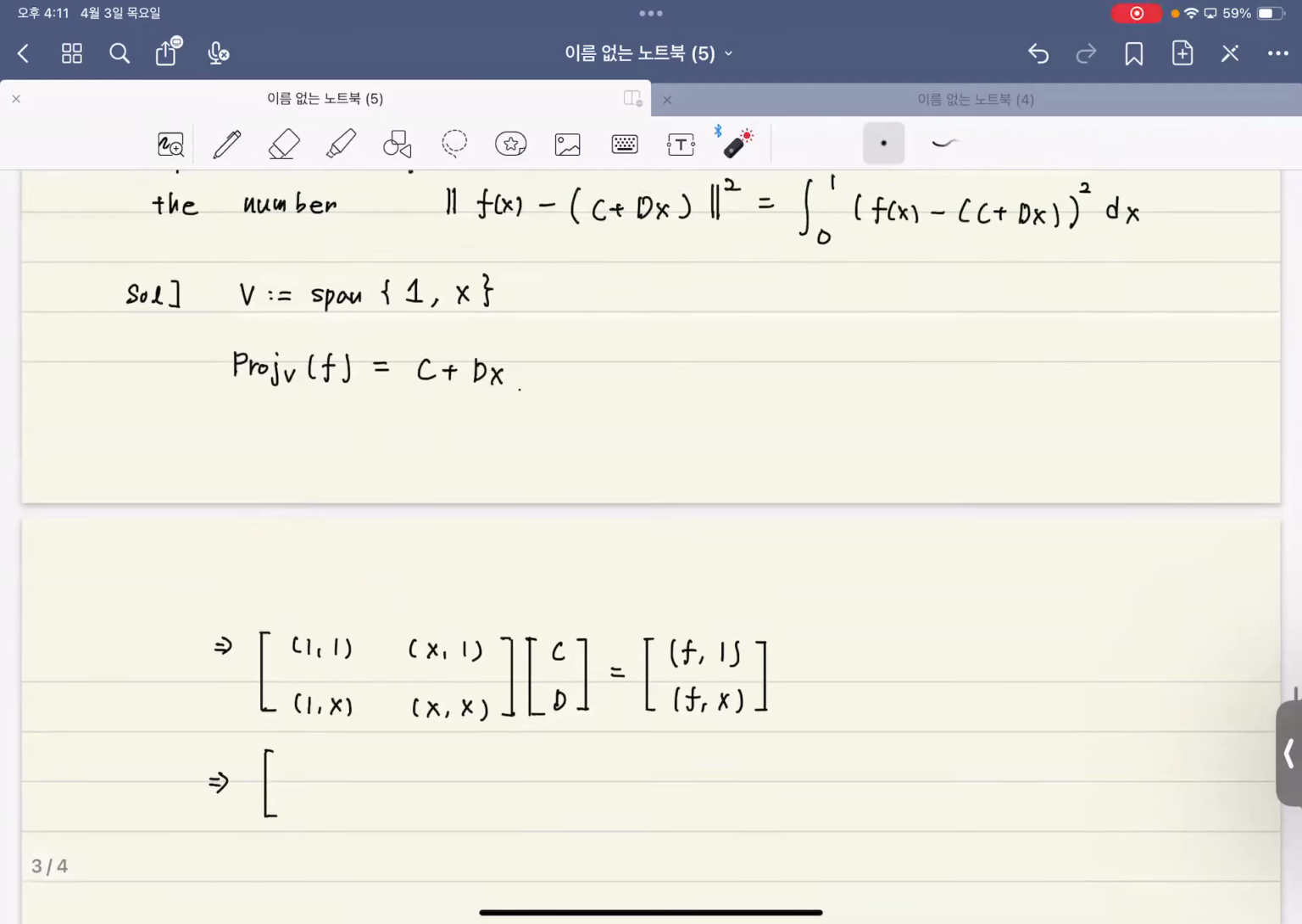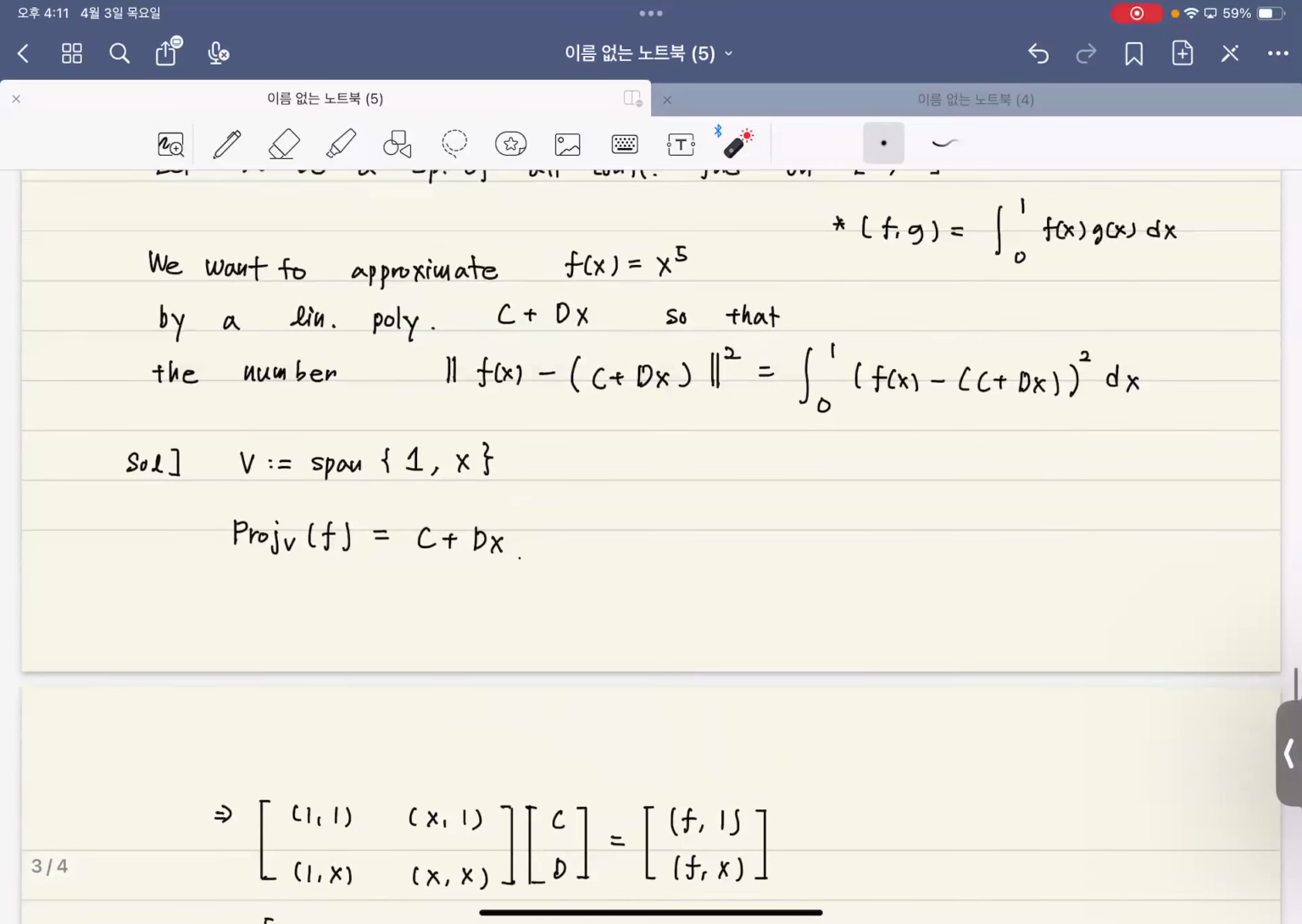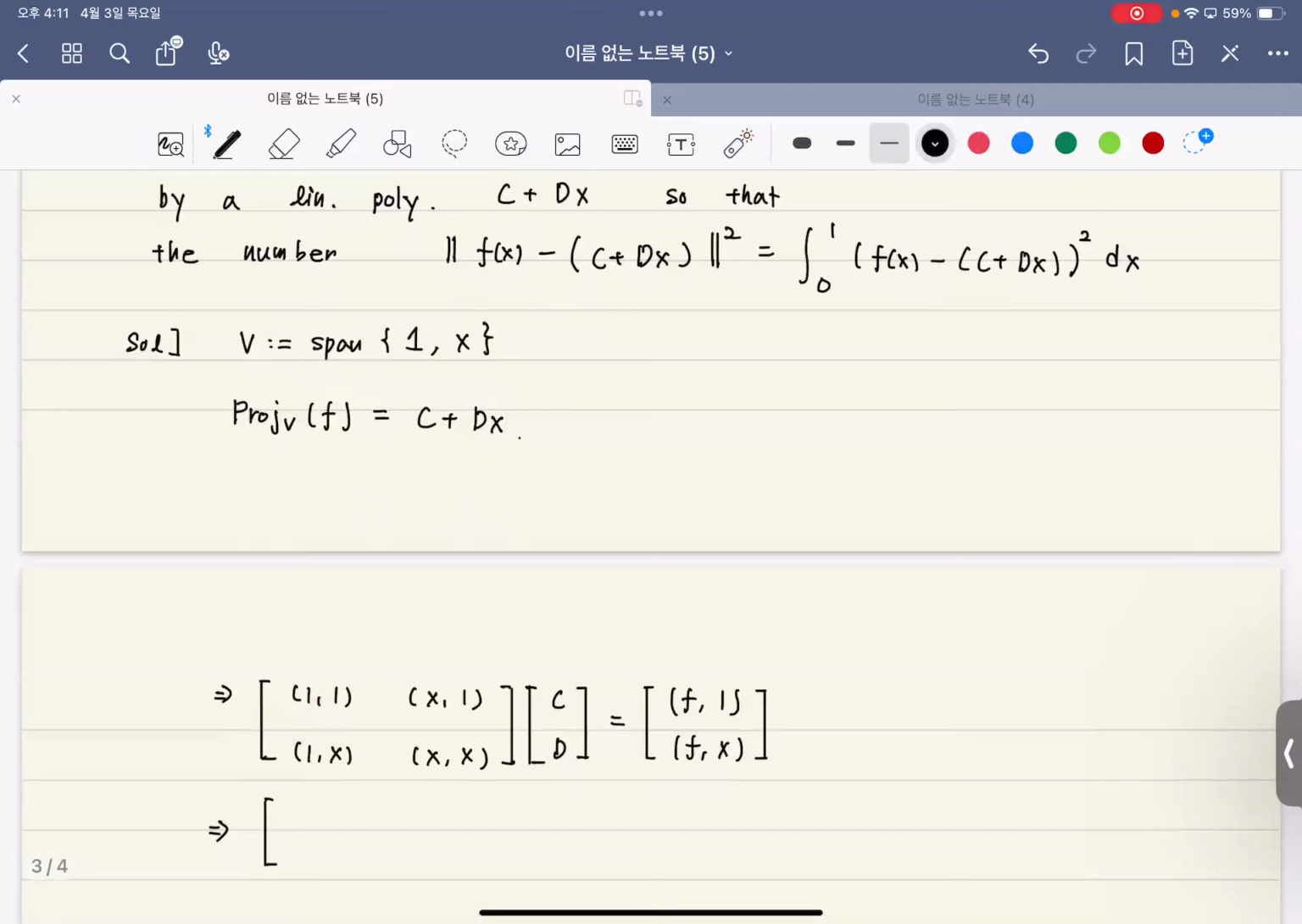And I believe I must be able to evaluate all these entries. So what is this number? This number is the integral of 1 times 1 from 0 to 1. Okay, so this is just 1. What about this? This is the integral of x from 0 to 1, and that is going to be just 1 over 2. And this is again 1 over 2. And this last entry is the integral of x squared from 0 to 1, which is 1/3.